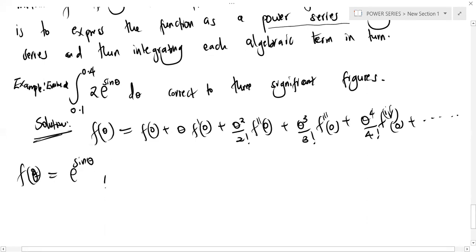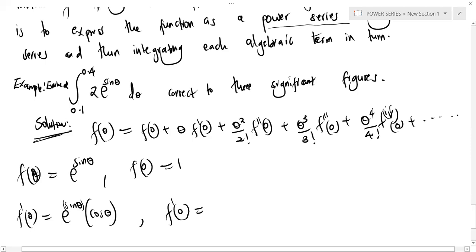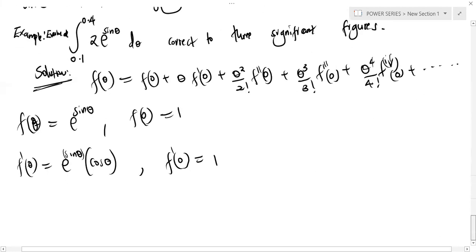So the power series for this, let's start by getting f0. Replacing the value of 0 here, we will find that f0 is 1. Now on to f prime of theta. If we differentiate this, we're using chain rule. So the derivative of exponential sine theta is exponential sine theta multiplied by the derivative of what is inside, which is sine theta. The derivative of sine theta is cos theta. So what is f prime of 0? Replacing 0 here will give 1.